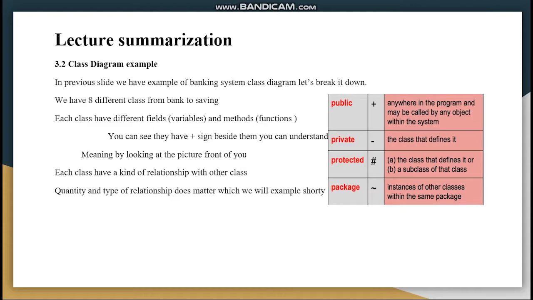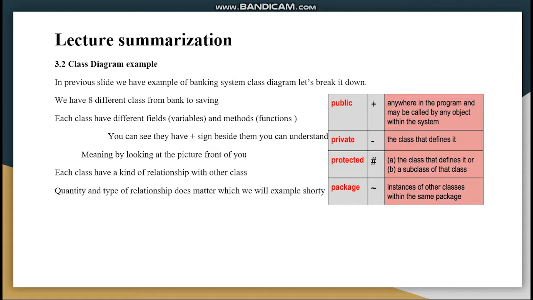So in the previous slide, we have an example of a banking system class diagram. Let's break it down. We have 8 different classes. From bank to saving, each class has different fields as variables and methods as functions. You can see they have a positive side or plus sign beside them. You can understand the meaning by looking at the picture in front of you.